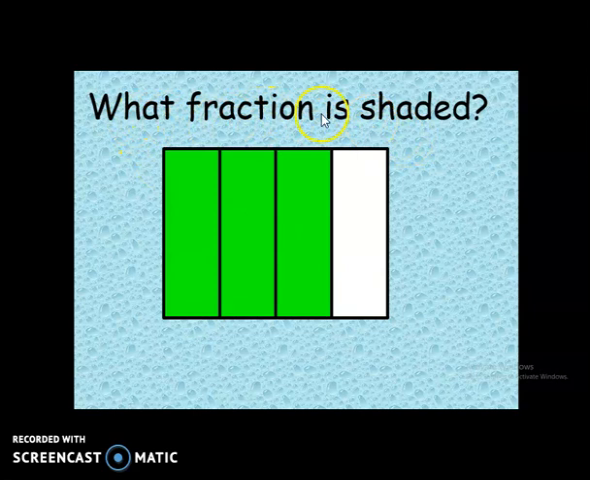Okay, what fraction is shaded? Again, what fraction is shaded over here? How many parts do we have? Let's count. 1, 2, 3, 4. We have 4 parts, but how many parts have been shaded? Let's count the parts that have been colored.